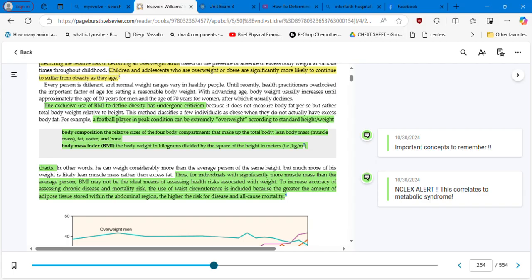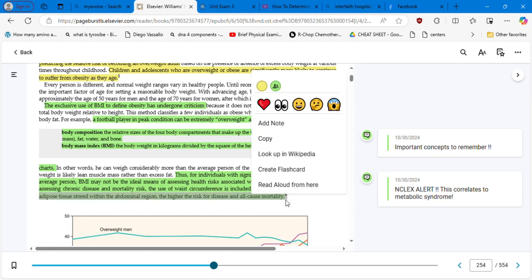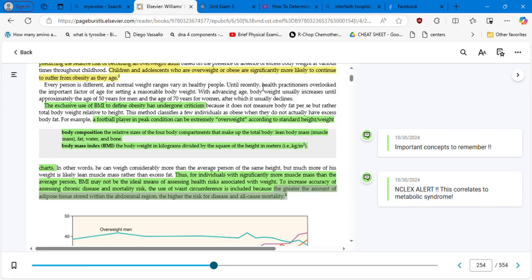So again, to increase accuracy of assessing chronic disease and mortality risk, the use of waist circumference, that means we have to take into consideration the abdominal distension, is included because the greater the amount of adipose tissue stored within the abdominal region, the higher the risk for disease and all-cause mortality. So that's very, very important.